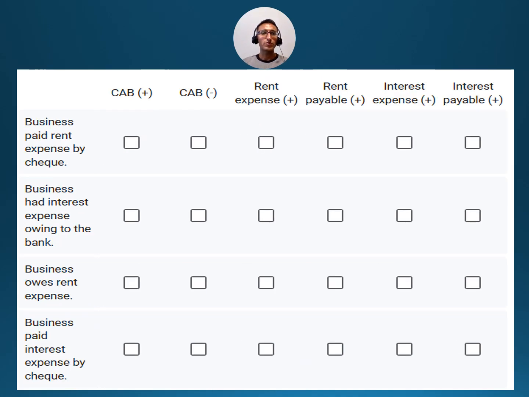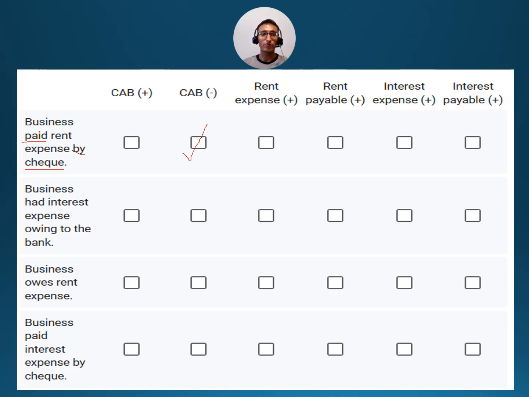Alright, moving on to the next example here. The business paid rent expense by check. Since they paid by check, we would know that the money in the business bank account will decrease and therefore cash at bank decreases.